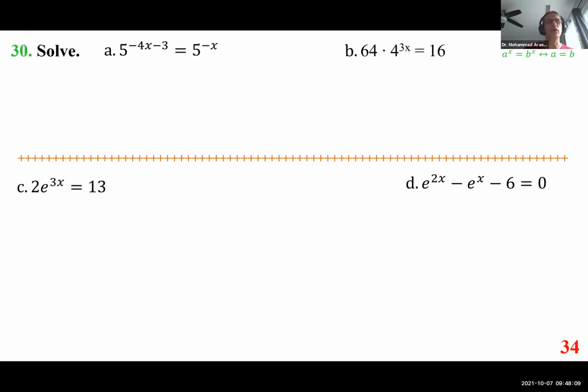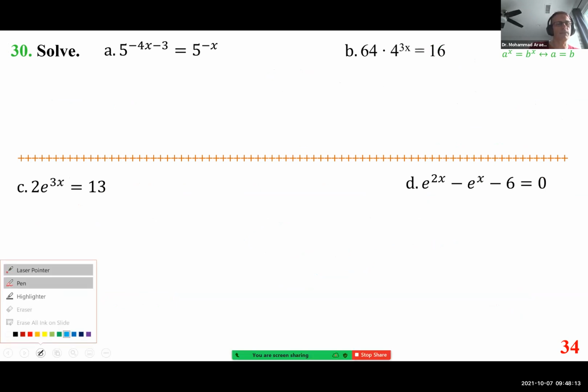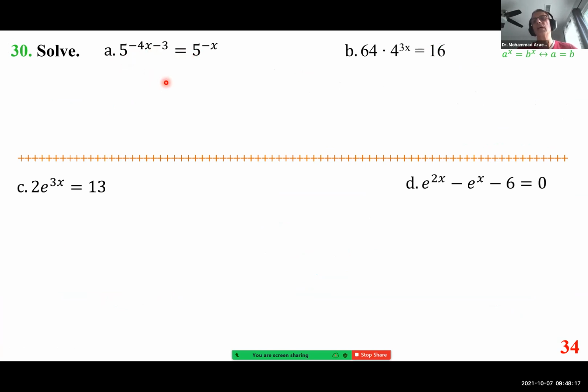We want to solve some equations. First, we're going to look at cases like this, where we are dealing with the same base. If we have the same base, the exponent must be the same. If we have the same exponents, the bases must be the same. So this one, simply put, they have the base 5, so the exponents must be equal. Set them equal.